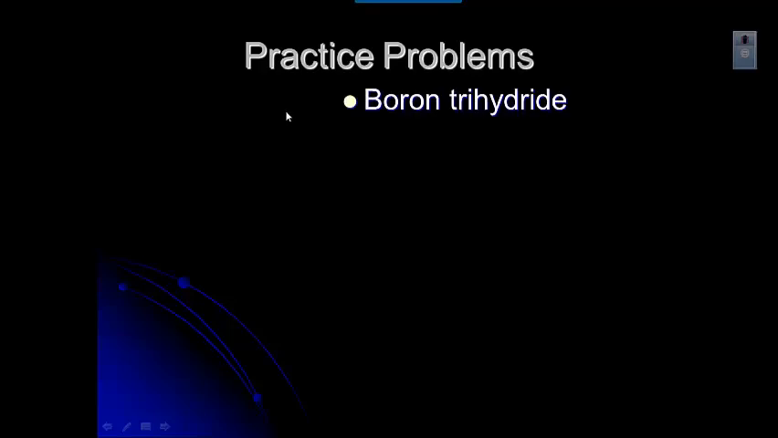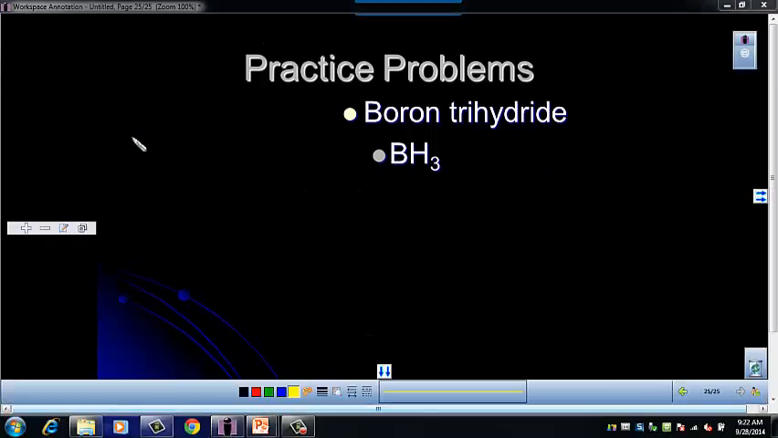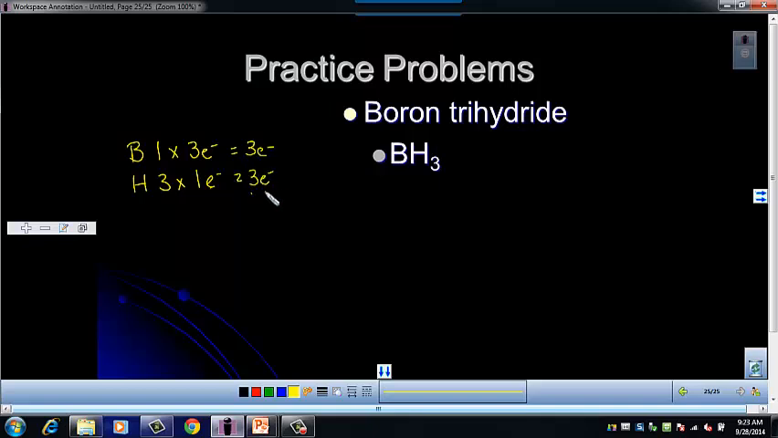Boron trihydride, you should know the formula for this, BH3. So let's go ahead and add up those valence electrons. So boron, there's 1 atom of boron and it has 3 valence electrons. And then hydrogen, there are 3 hydrogens and they each have 1 electron. So if I total all those electrons up, I get a total of 6. I know you're thinking, great, not so many dots to draw. So let's go ahead and do this. Boron's going to be in the center.